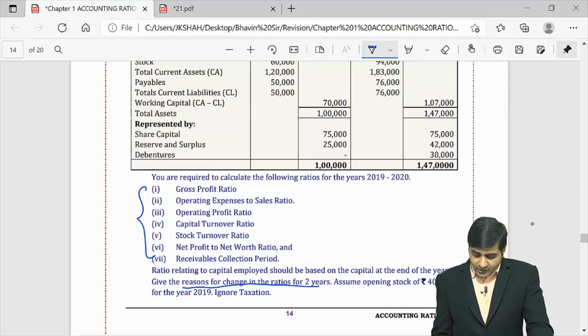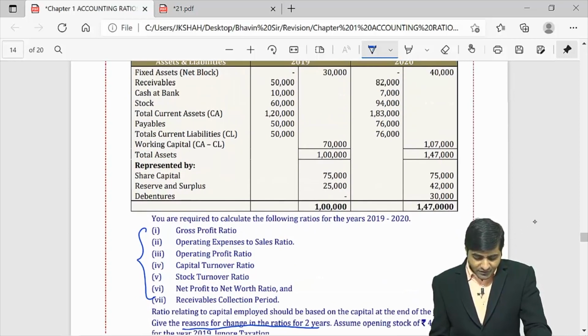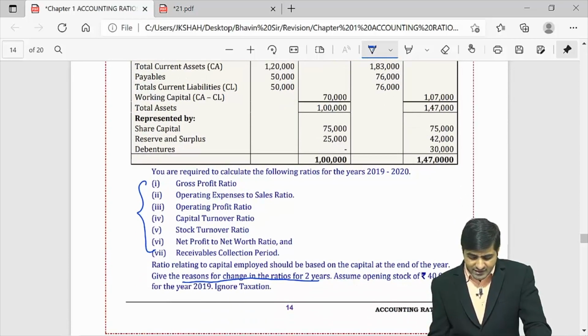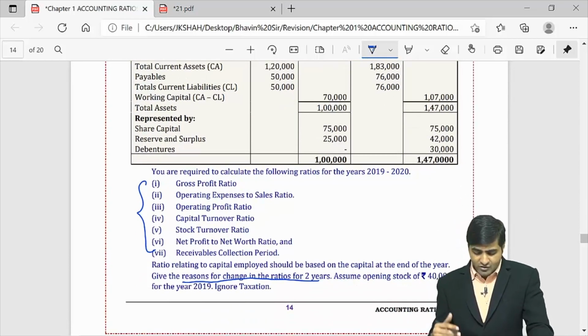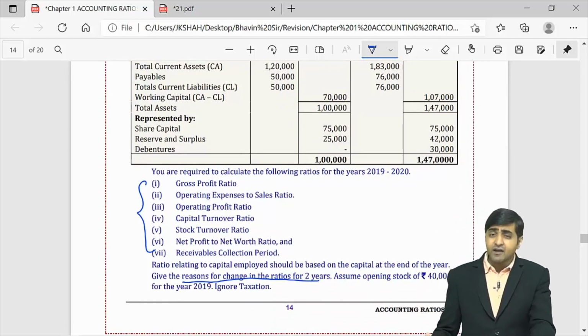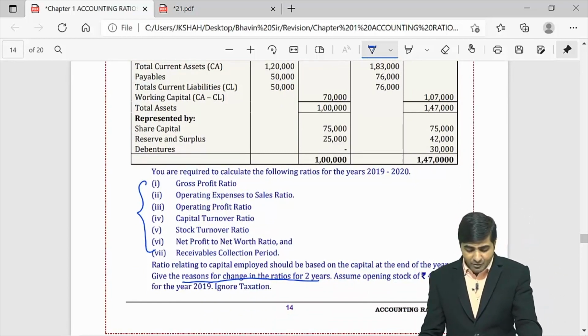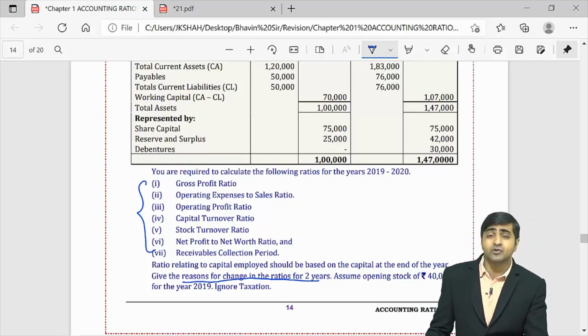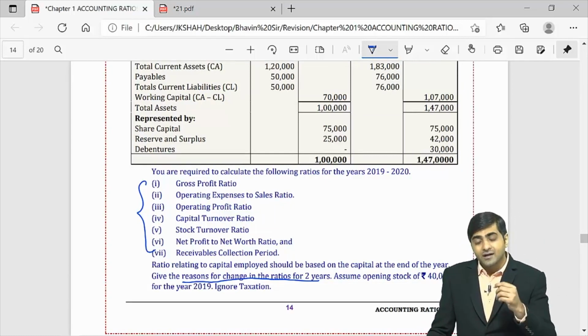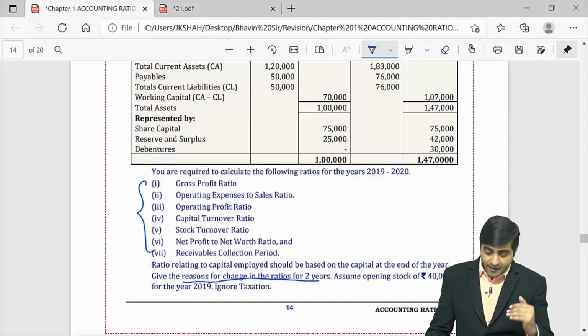Okay guys, in this particular question, some of the ratios are very easy: gross profit ratio, GP upon sales, operating expense to sales. Then we have operating profit ratio, which is EBIT upon sales into 100. Your capital turnover ratio is going to be your sales upon your capital employed.